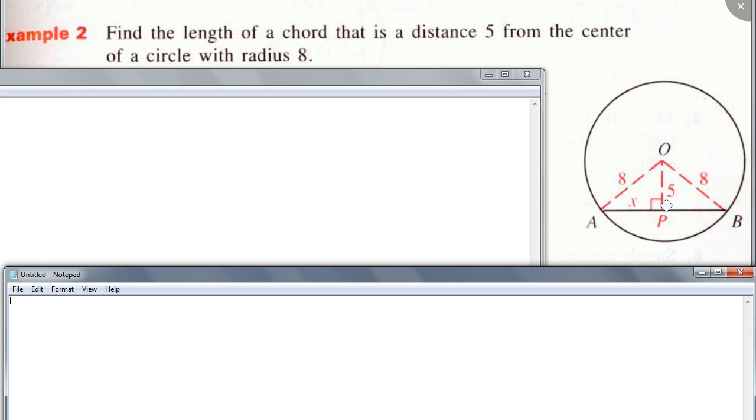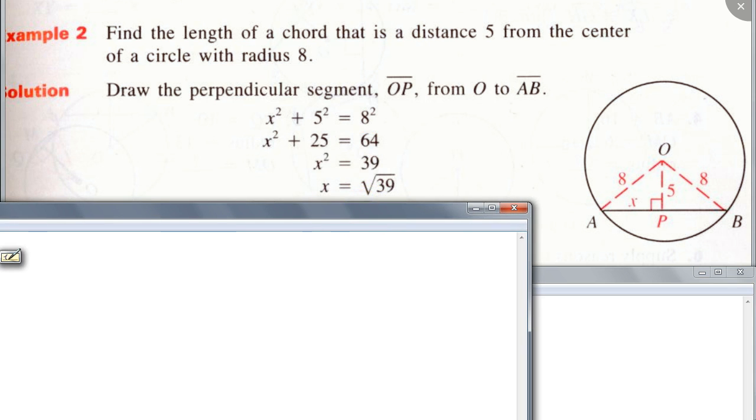So who could tell me what to do here? How do I find the value of x? How about Shanna? What did your group come up with? I did Pythagorean. Yeah, you use the Pythagorean theorem. And when you do, what did we get using Pythagorean? Josephine, what did you get? Root 39. And here's the work. Right? You just use the Pythagorean theorem.